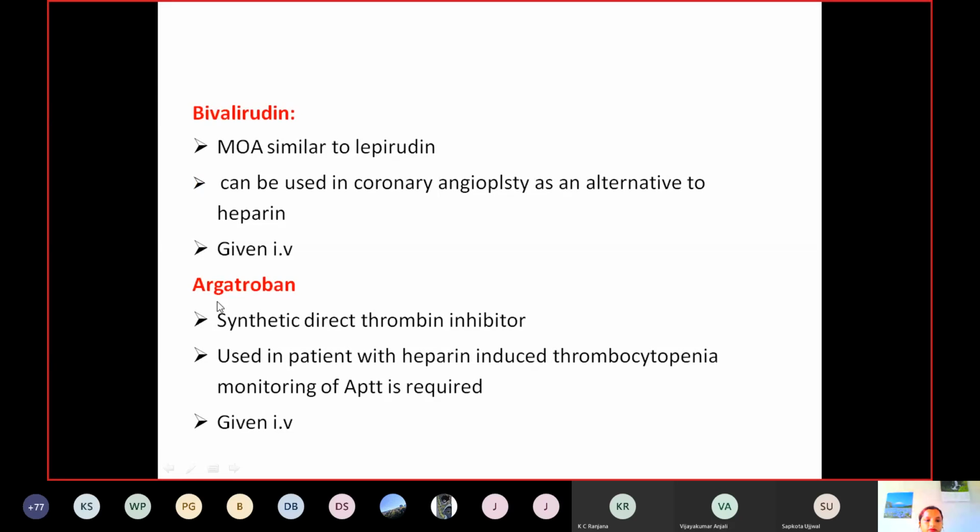Next we have argatroban. It is a synthetic direct thrombin inhibitor. This bivalirudin and lepirudin are recombinant preparations, whereas argatroban is a synthetic preparation of thrombin inhibitor. It is a direct thrombin inhibitor used in patients with heparin-induced thrombocytopenia, and APTT monitoring is required. It also can be given by the intravenous route.